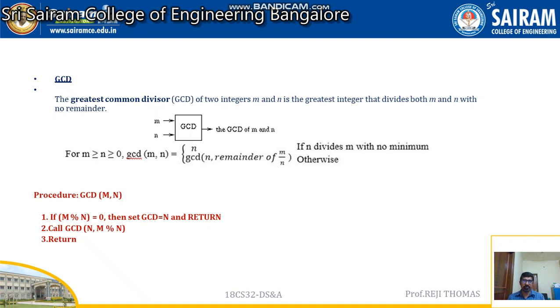M modulus n. So if you take 3 and 4, what is 3 modulus 4? 3 modulus 4 is going to be 3, right? So the first condition fails. I'll go to the second case. So n comma m modulus n. What is my n in this case? N is going to be 4. M modulus n, 3 modulus 4, is going to be 3. So this time I call this function with different parameters. I should repeat this. Finally, I'll be getting GCD of these two numbers.